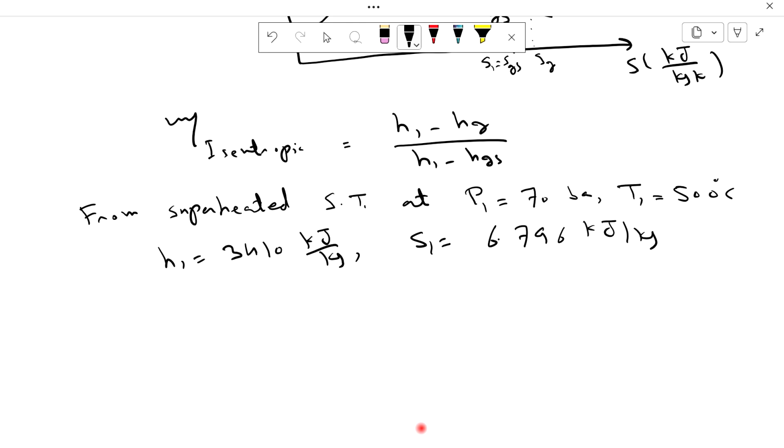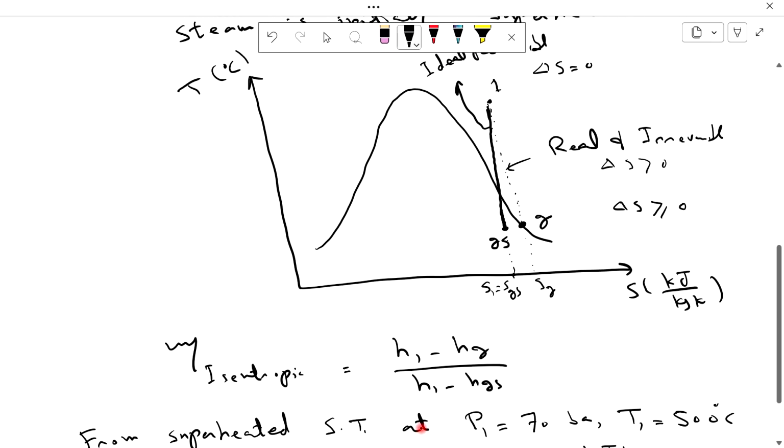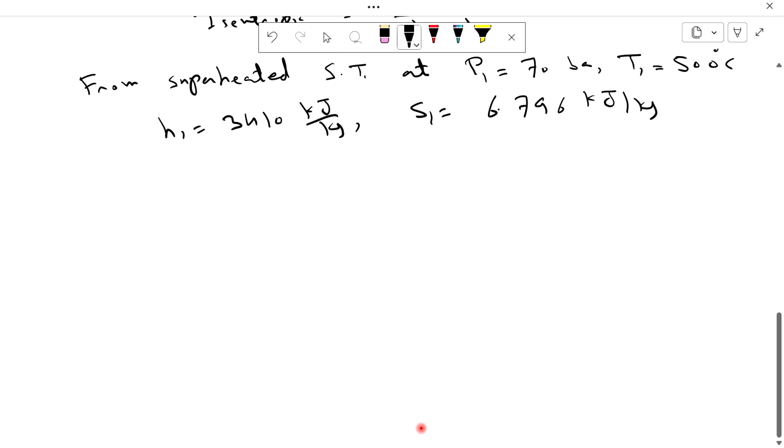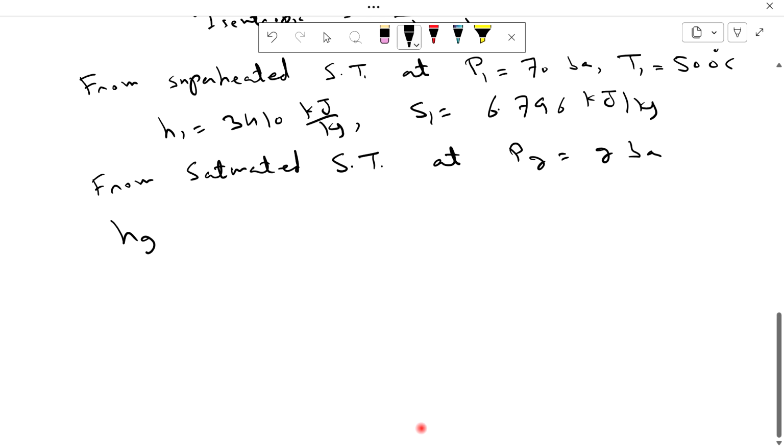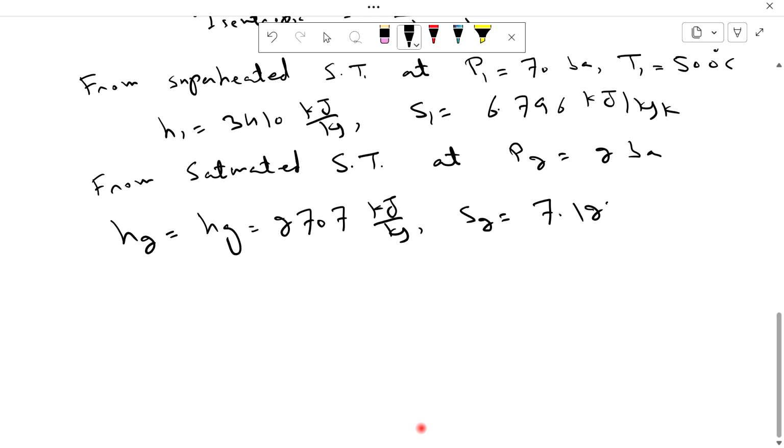Now we find H2. H2 is on the saturated vapor line. From the saturated steam table, at pressure P2 equal to 2 bar, H2 is equal to Hg, the saturated vapor value, which is equal to 2707 kilojoule per kilogram, and S2 is equal to 7.127 kilojoule per kilogram per Kelvin.